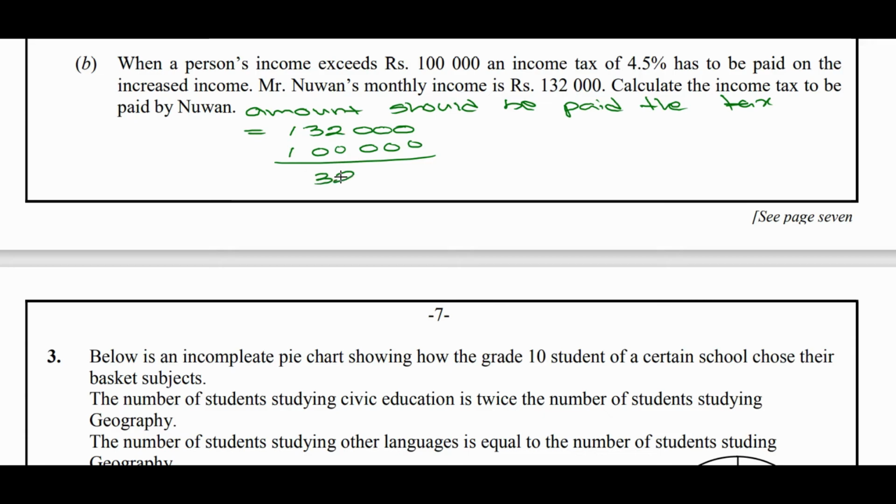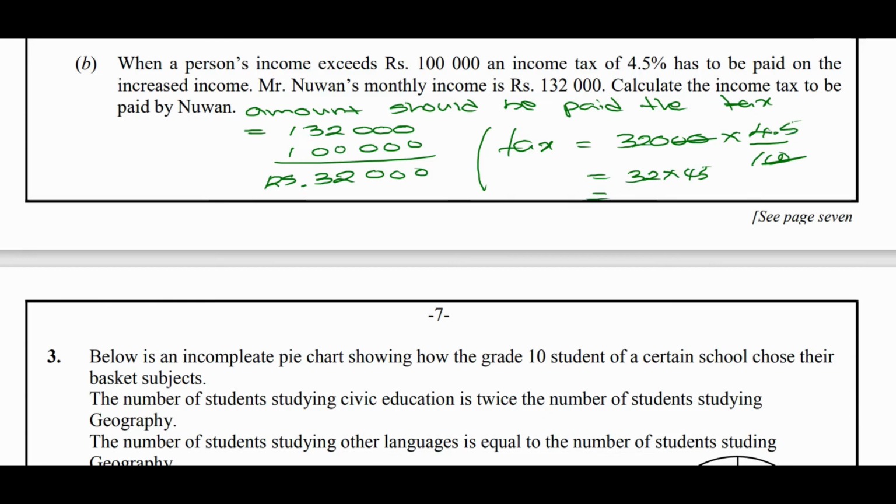This will get 32,000 rupees. This 32,000 has to be paid 4.5 as tax. Therefore, tax value is 32,000 multiplied by 4.5 out of 100. Then two zeros can be cancelled. Then this 0 means this is 32 into 10 into 4.5, which means 32 into 45. The decimal point can be neglected. This will be 1440 rupees.